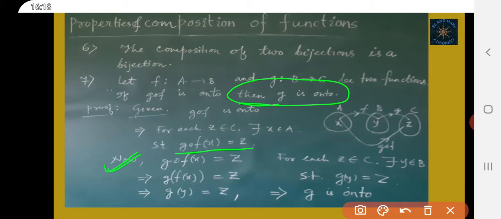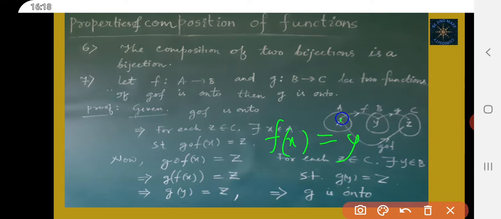Here g of f of x you can write, that is equal to z, and you know that f of x is what? y. f of x is equal to what? y. Yes or no? The image of x is y. So you can write this. So here y.